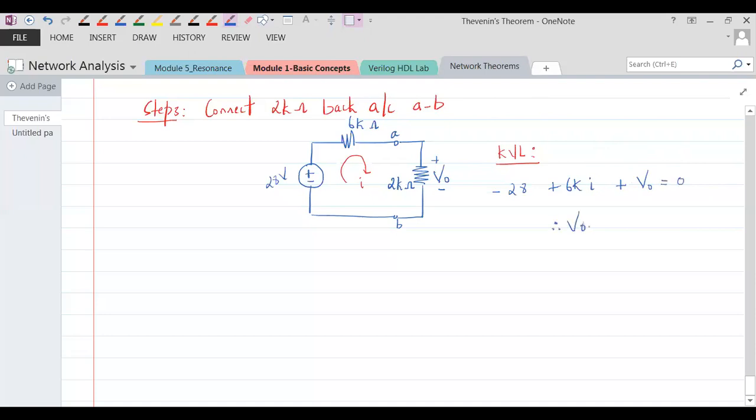Therefore, our V naught would be what? It is 28 minus 6K into I. To find out I, we need to do this. Very sorry, everybody. We don't know I, right? So to find out I, we cannot write V naught there. We have to write it as 22K into I only, because in this equation there will be two unknowns otherwise. So to reduce the number of unknowns, we make it a one-unknown equation first, find out that unknown, then go for finding V naught. So 6K I plus 2K I.